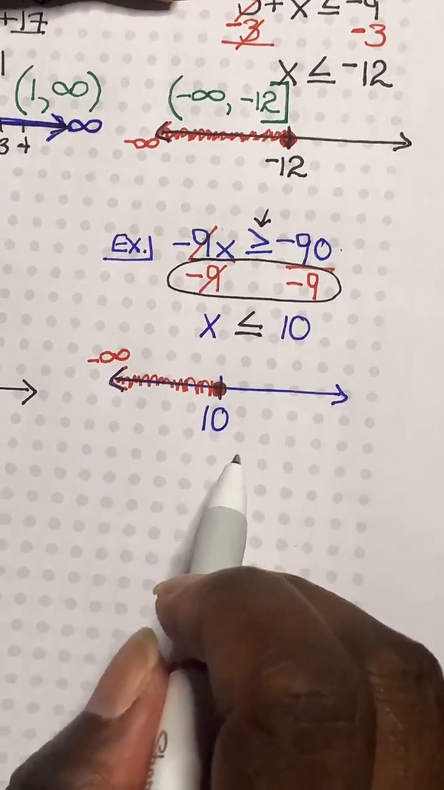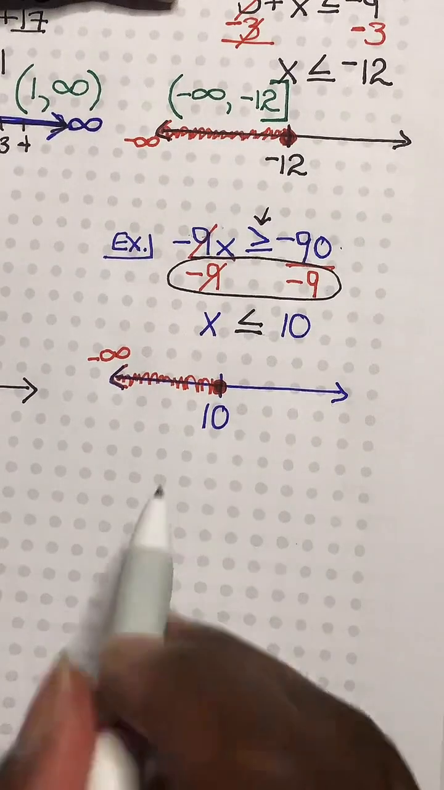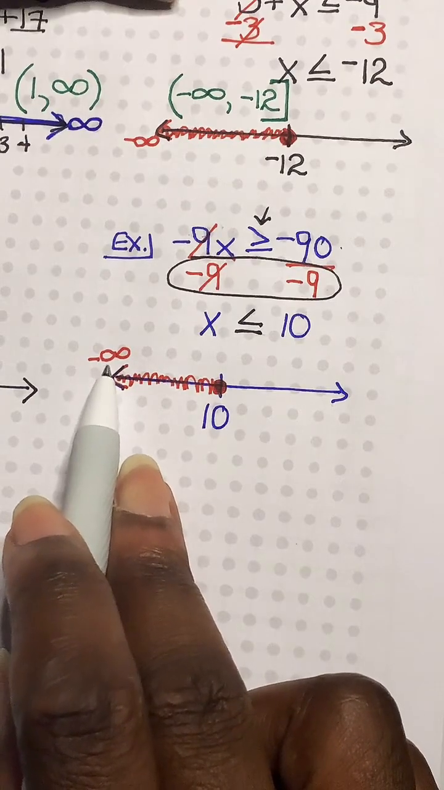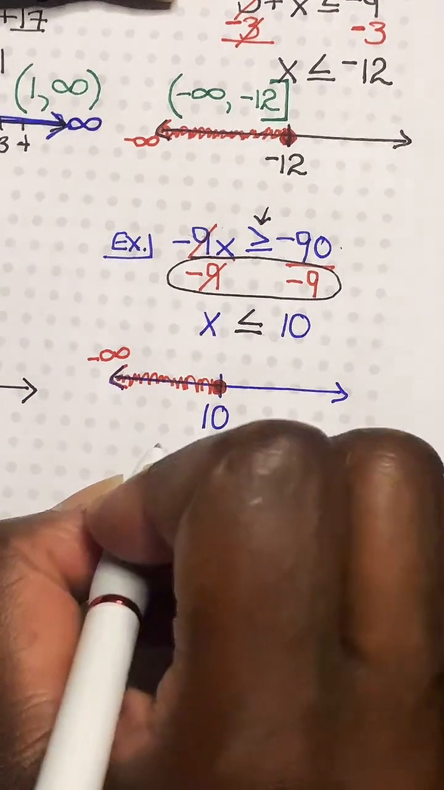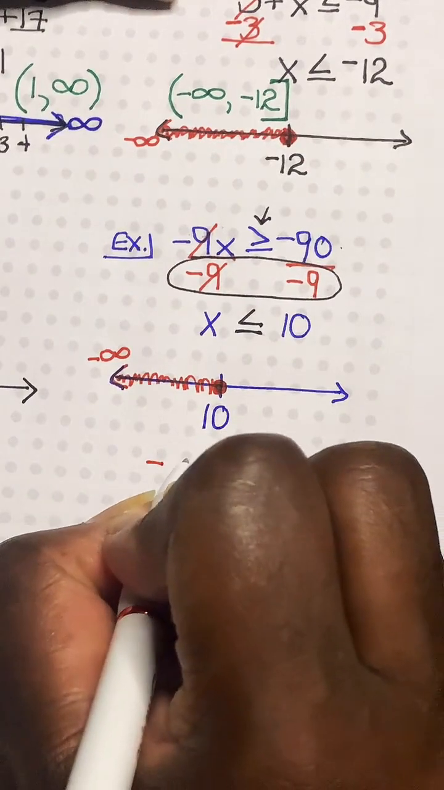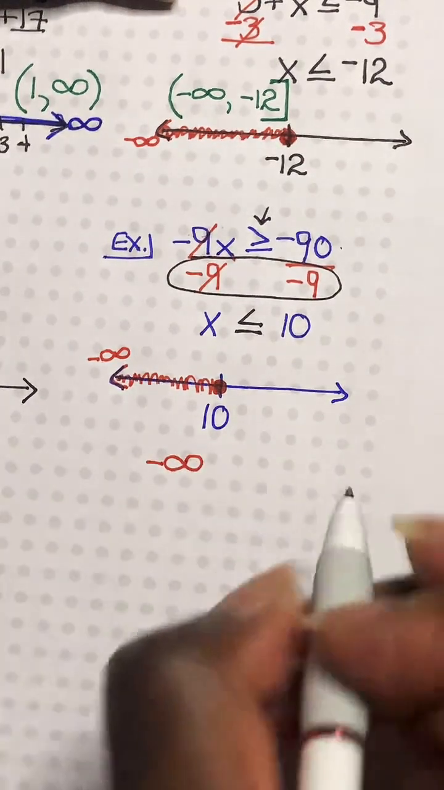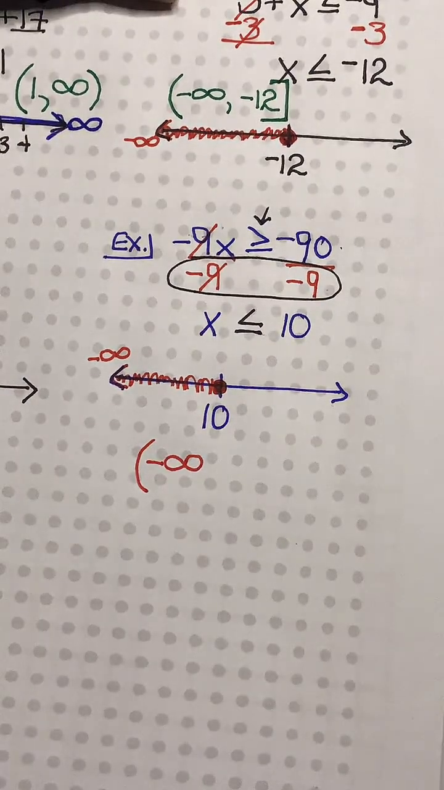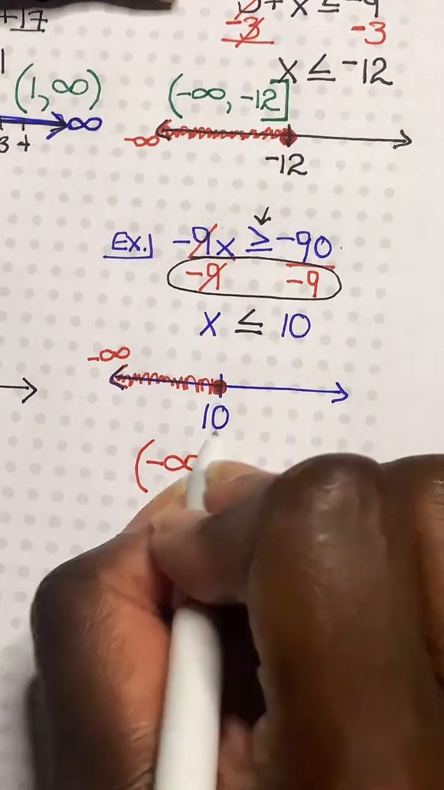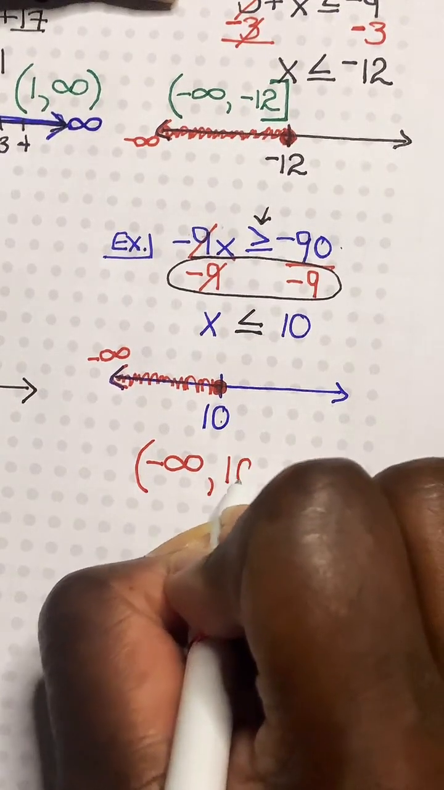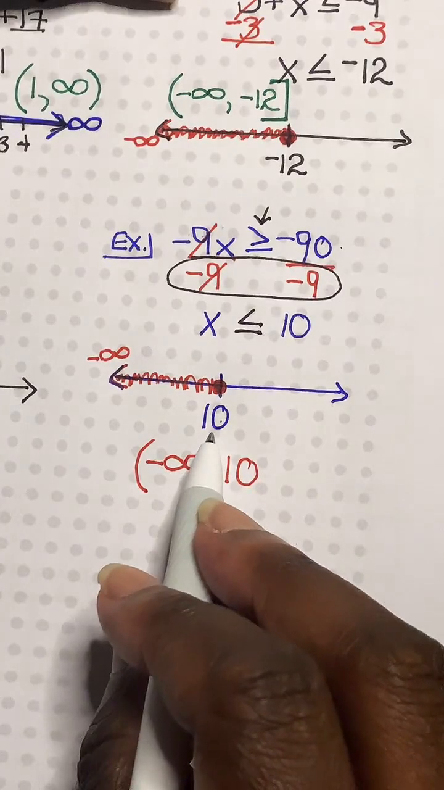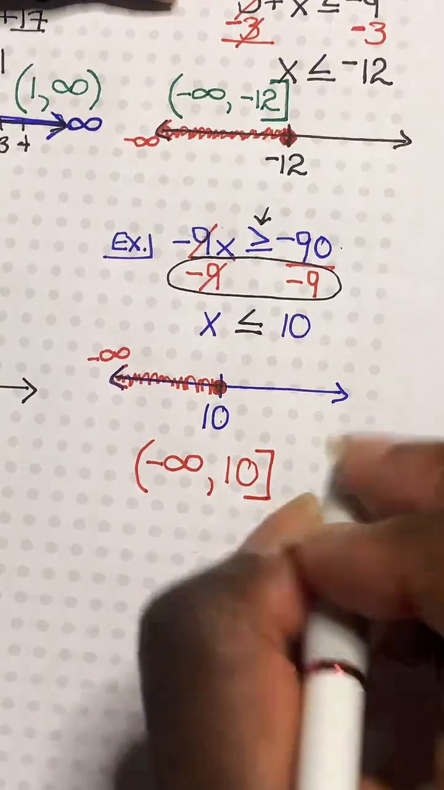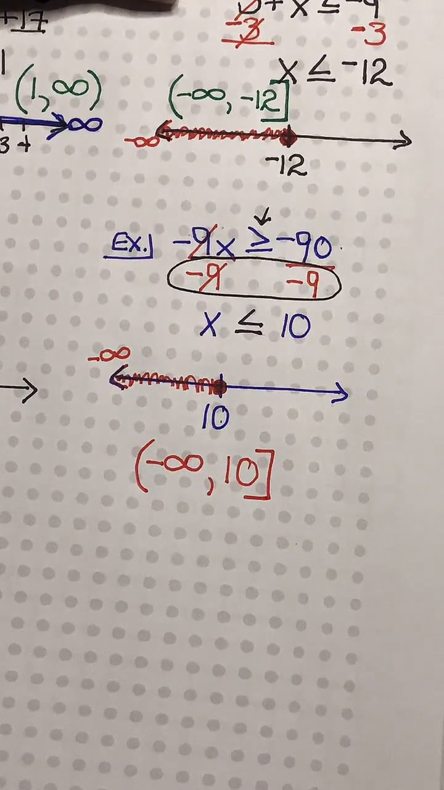So if I want to put it in interval notation, I always start with the lowest number. In this case, my lowest number is -infinity. So I'm going to have -infinity. And like I said, the infinity symbols always get a parenthesis. My highest number in this case is going to be 10. It only goes up to and including 10. So that's why this is a bracket, because it's including 10.